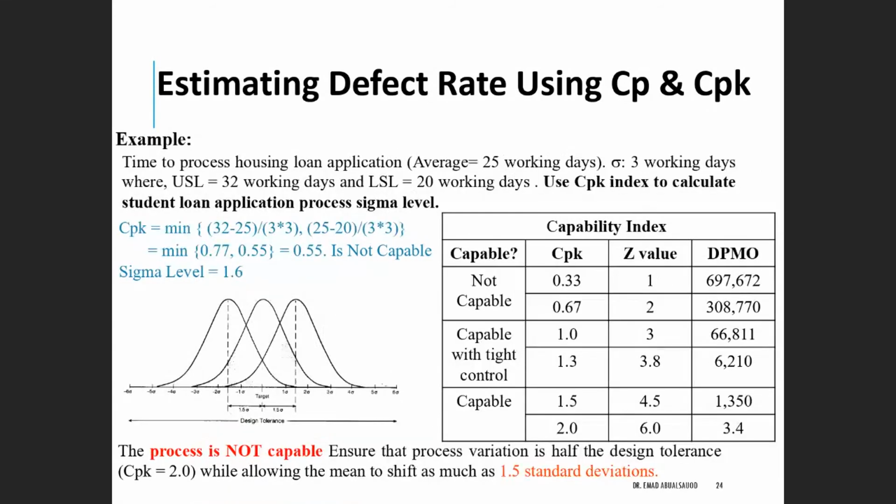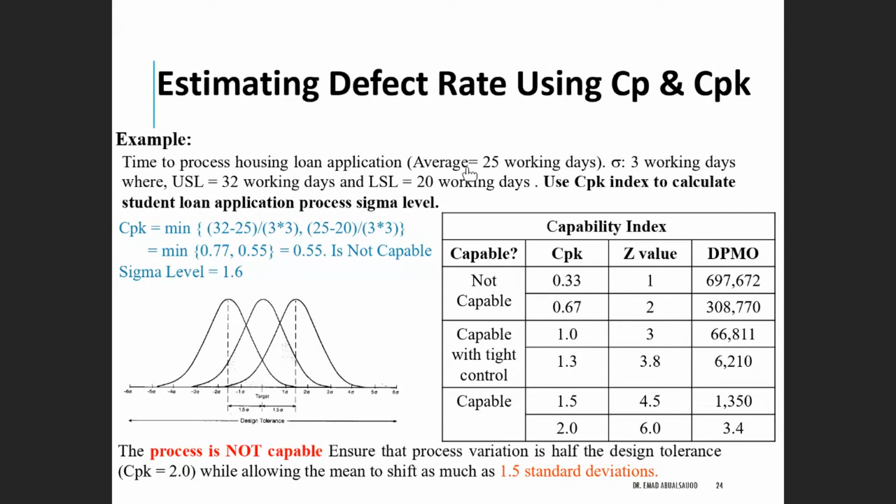For the next example, we use the CPK, as the example requests. The example here asks about processing housing loans, and this time it's a different service that the bank offers. Average, now this is average, not standard, pay attention. The average is 25 working days, and the standard deviation is 3 working days, where the upper specification and lower specification are given as 32 and 20 working days. Use the CPK index to calculate the housing loan application process sigma level.